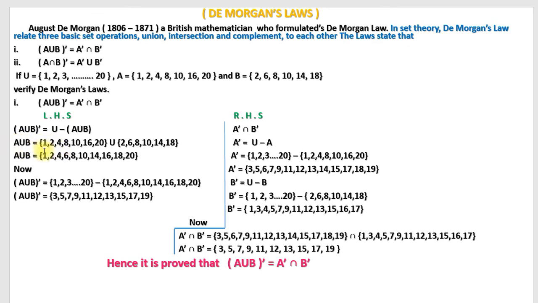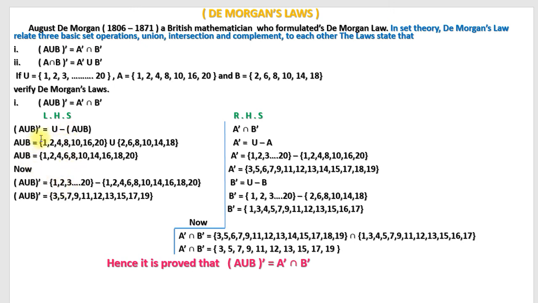A elements are 1, 2, 4, 8, 10, 16, 20 and B elements are 2, 6, 8, 10, 14 and 18. We are finding the union, and in a union we write both sets' elements together in order, and those elements which repeat we write one time. So our answer is 1, 2, 4, 6, 8, 10, 14, 16, 18 and 20. A union B we've already solved. Now U difference is left.